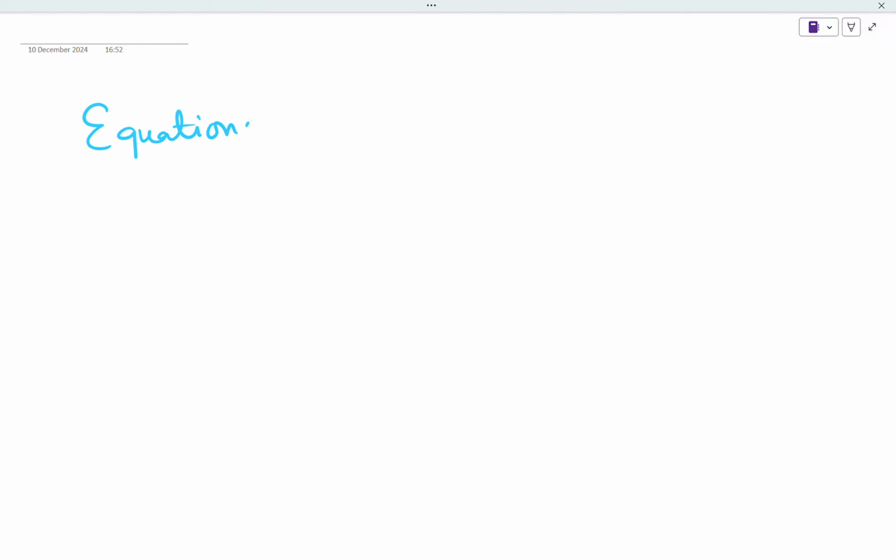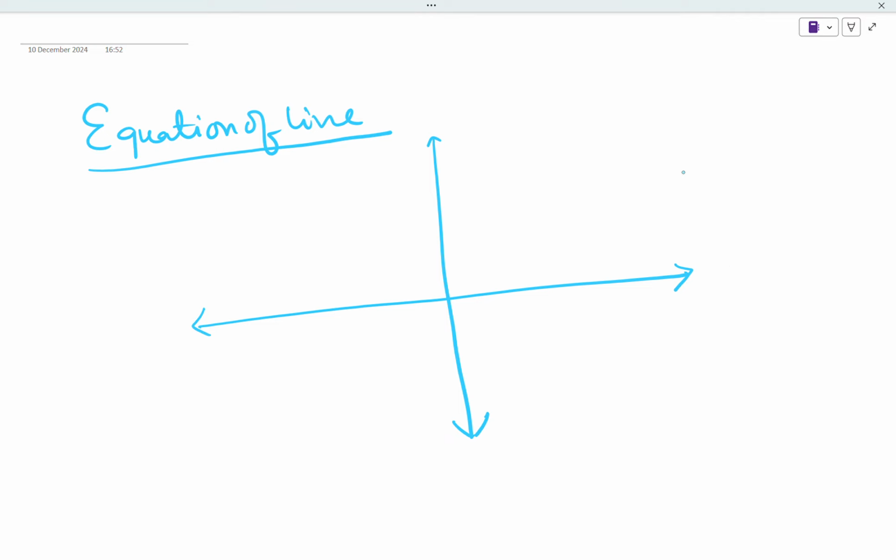Before understanding that, let me just give you an overview of the Cartesian system, like how the graphs work. So this is your y-axis, this is your x-axis, this is your positive x, this is your negative x, this is your positive y, and this is your negative y. O is the origin, which is the intersection point of both the axes.